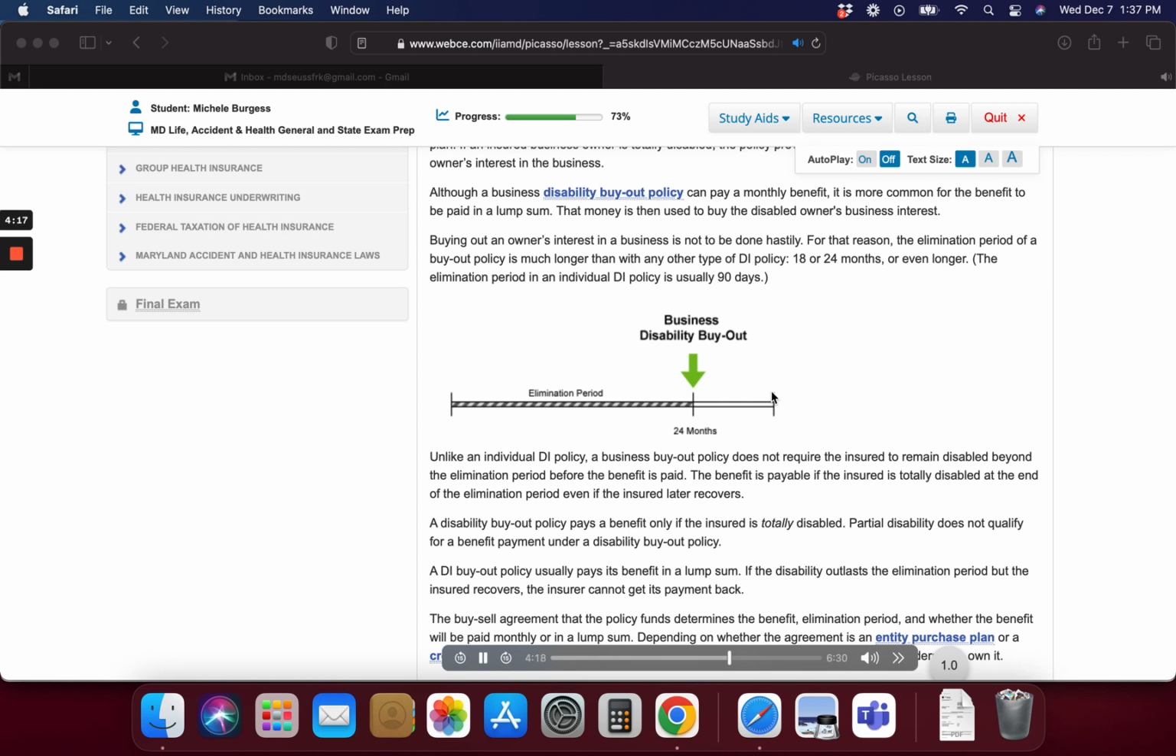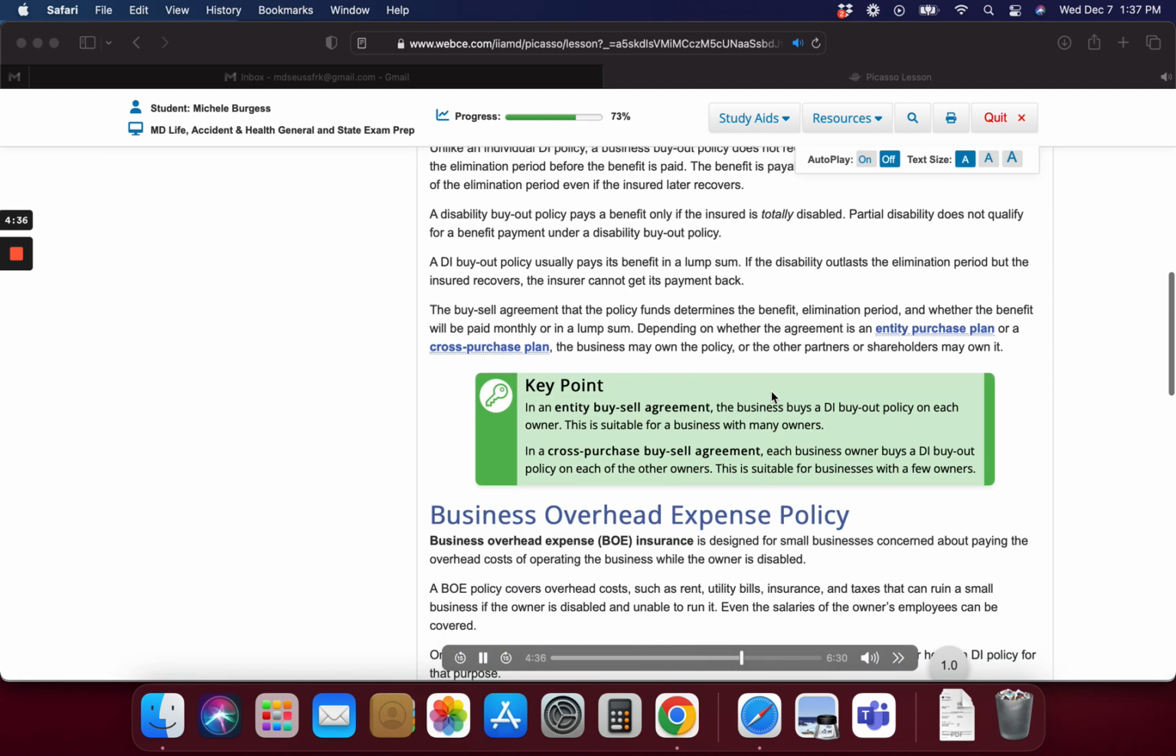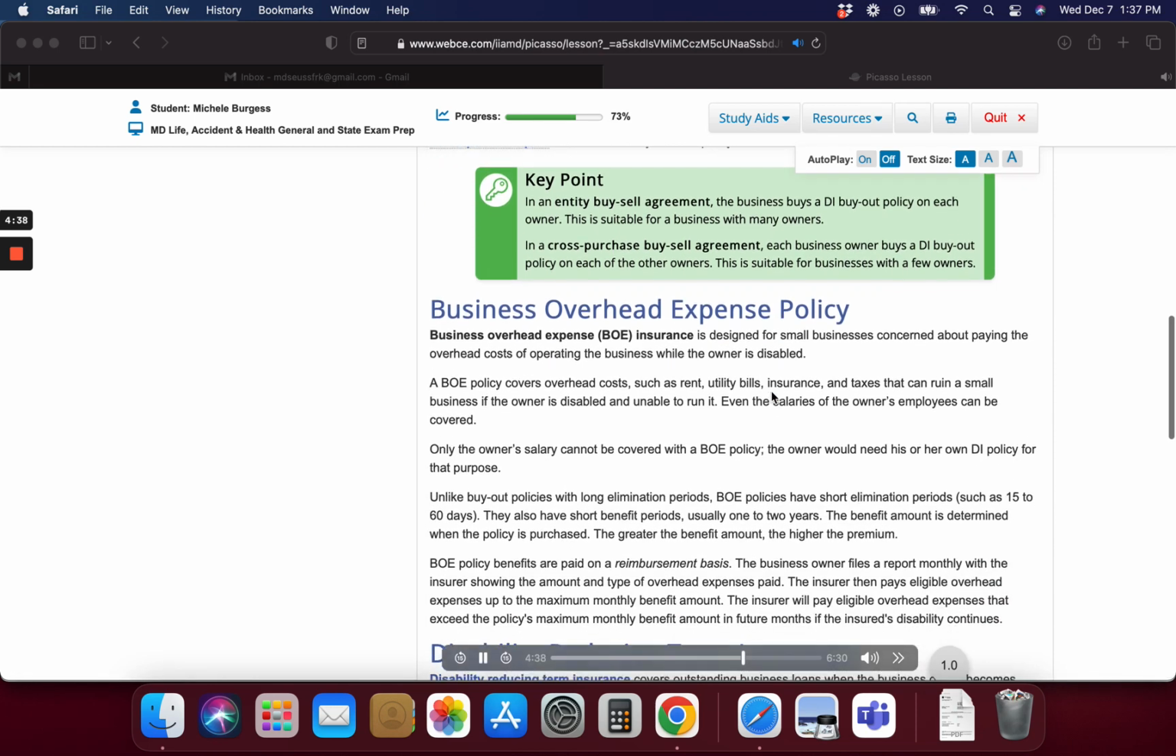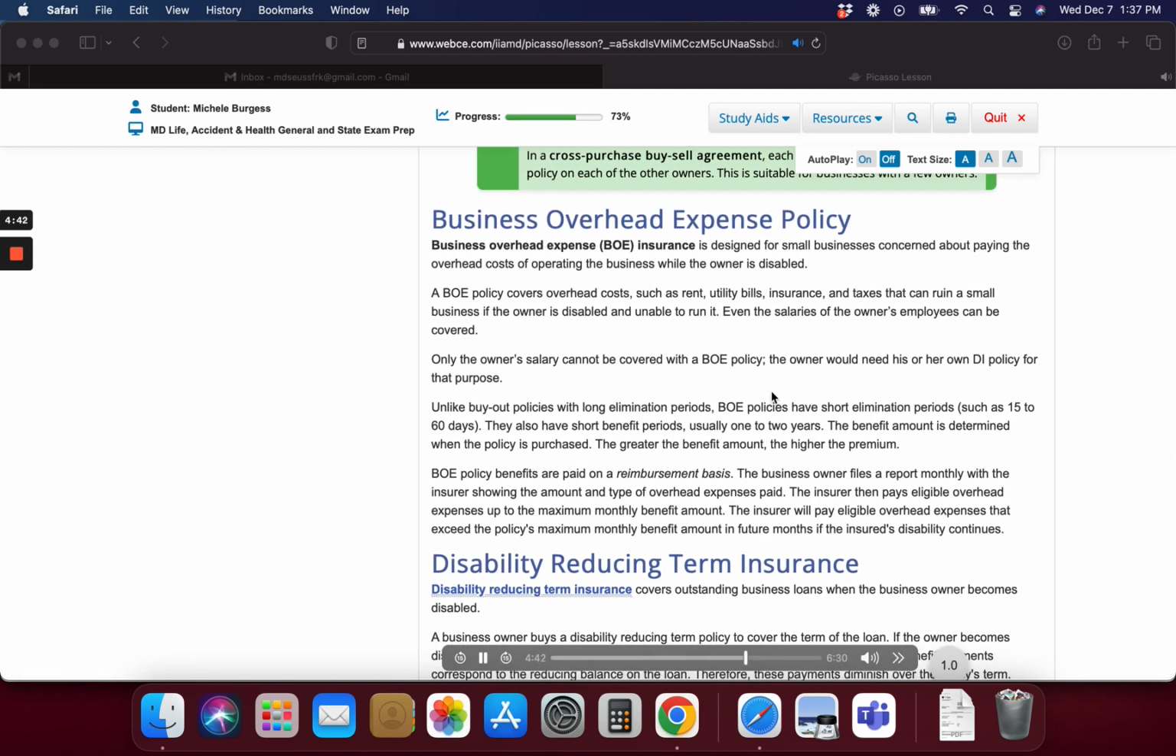BOE policy benefits are paid on a reimbursement basis. The business owner files a report monthly with the insurer showing the amount and type of overhead expenses paid. The insurer then pays eligible overhead expenses up to the maximum monthly benefit amount. The insurer will pay eligible overhead expenses that exceed the policy's maximum monthly benefit amount in future months if the insured's disability continues.